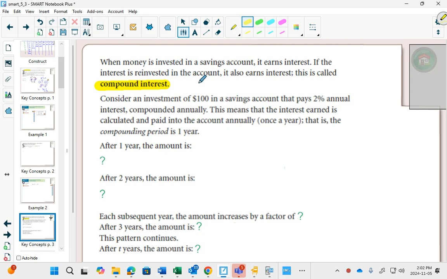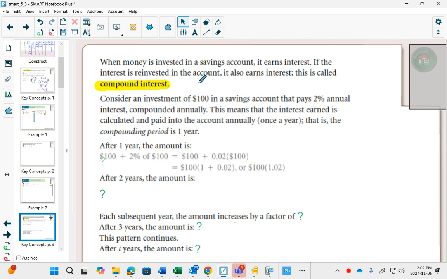Investments and a little bit about compound interest. They've got an example here that says if you had $100 and it was paying 2% annual interest compounded annually. What this means when they say compounded annually is that they pay you your interest once a year. So after 1 year, you have your $100 plus you get 2% of 100. 2% of something is always multiplying: change it to a decimal and multiply.